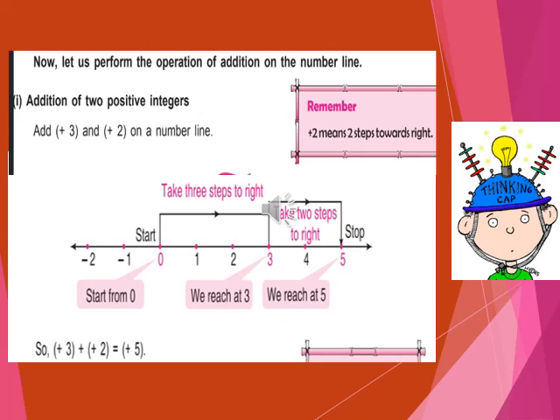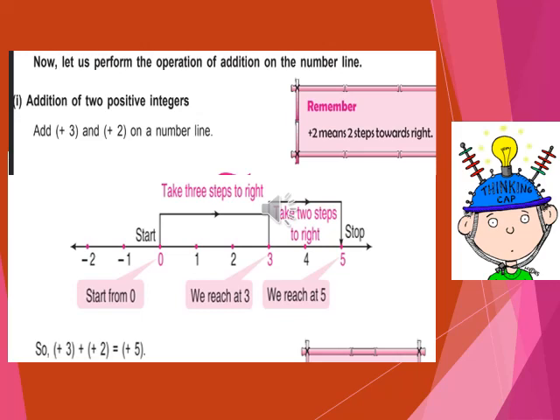Now here is the addition of two positive integers, that is plus 3 and plus 2. So we will start from 0. First 3 steps to the right because it is plus 3. So we will go to the right side 3 steps. So we reach at 3.